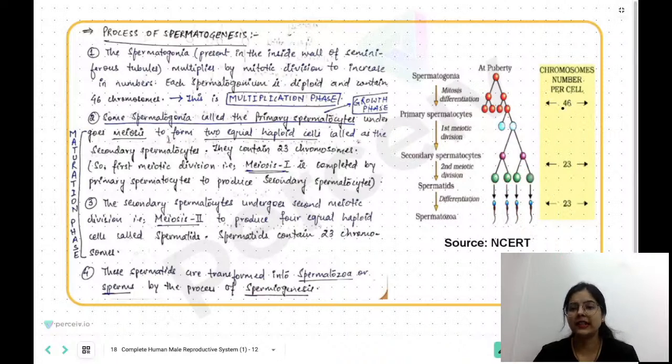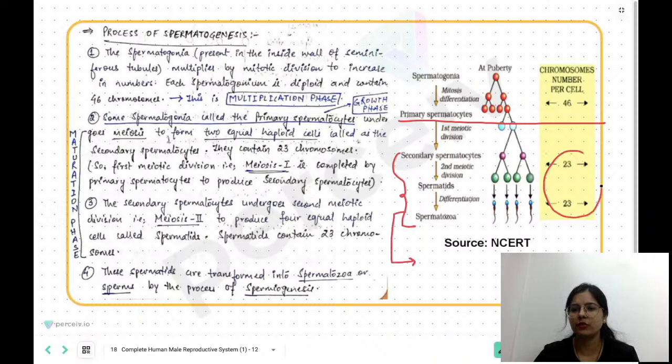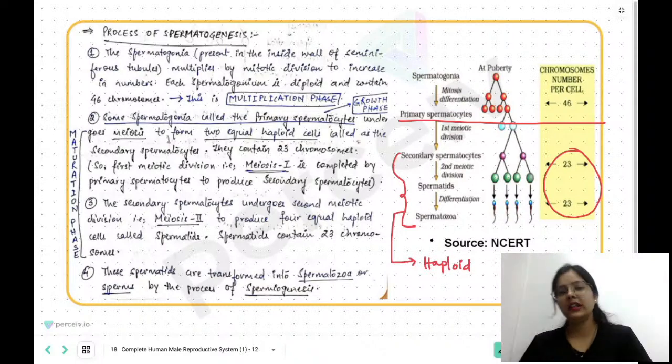So up till this level of this primary spermatocytes we have seen that a total of 46 chromosomes are found, क्योंकि ये दोनों के दोनों डिप्लॉयड हैं, लेकिन सेकेंडरी स्पर्मेटोसाइट से लेकर स्पर्मेटोजोआ तक यहाँ पर ये पूरे के पूरे जो क्रोमोसोम हैं वो 23 हैं, and all these cells are haploid. This point has to be noted, यही इंपॉर्टेंट पॉइंट है through which the questions are regularly being asked.